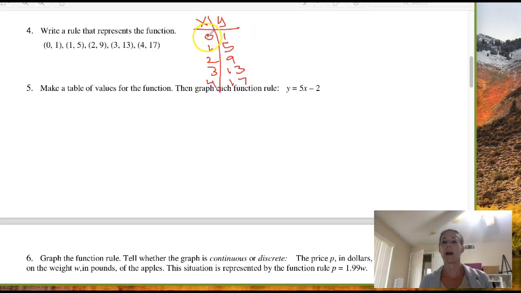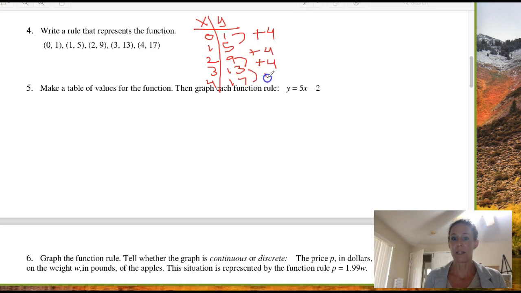Okay, so I can see this increases by 1. And to get from here to here, is it a common difference? Well, from 1 to 5, I add 4. 5 to 9, I add 4. This is looking good. 9 to 13, I do add 4. 13 to 17, I add 4. There is a common difference.